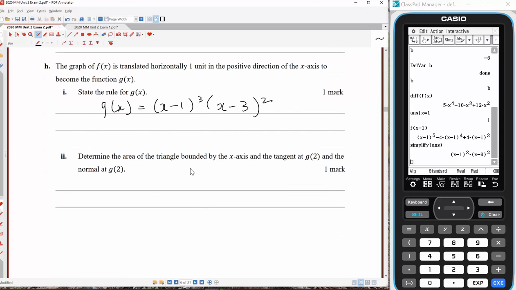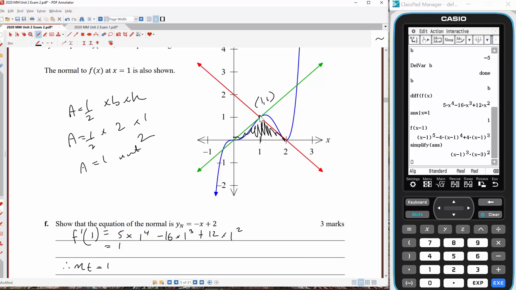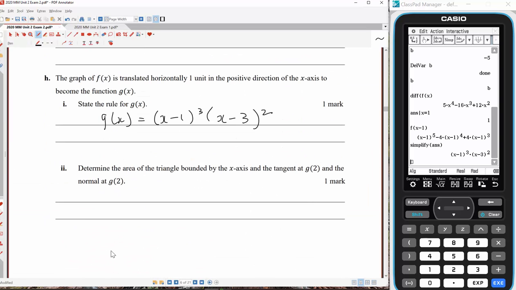Determine the area of the triangle bounded by the x-axis and the tangent at g of 2 and the normal at g of 2. Okay, so what happens is g of x is formed by moving this whole graph 1 to the right. So this point ends up at this point. And it's basically the same triangle drawn, but 1 unit over, which means it's going to have exactly the same area. Okay, so a bit of a cheeky question by Mr. Miller there. 1 unit squared.